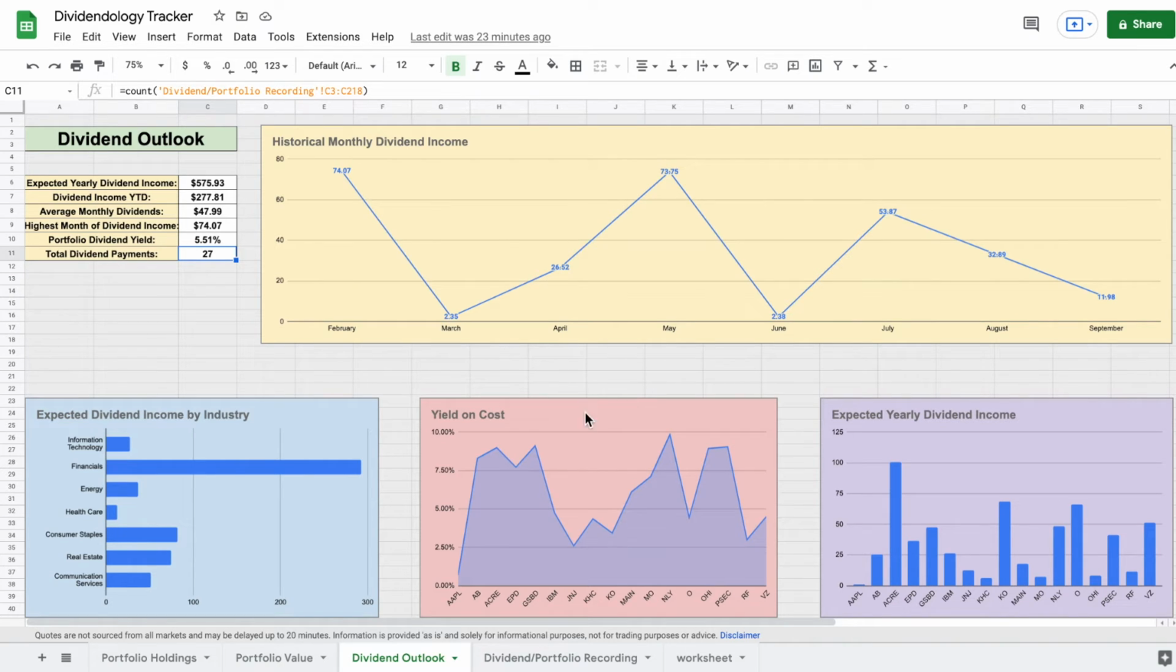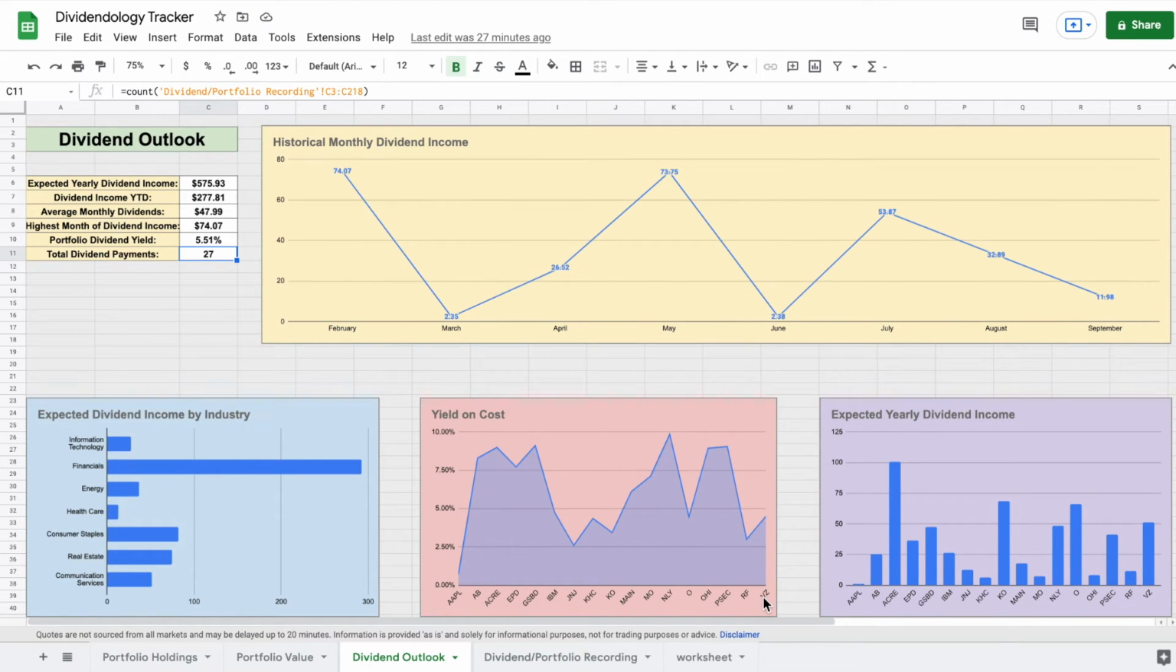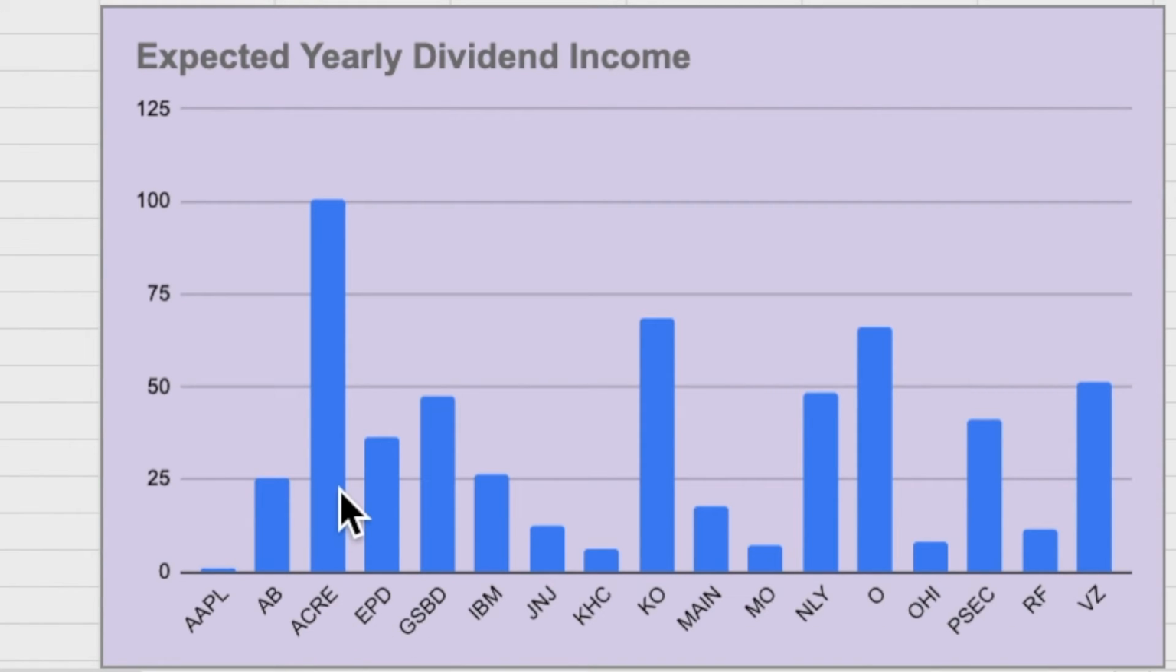If we jump over to my yield on cost chart, you can see I have a few stocks with fairly high dividend yields, but I also have some staple dividend stocks such as J&J, KHC, Coca-Cola, and Verizon, which actually has a little bit of a higher dividend yield than most dividend stocks. And let's take a look at my last chart, and that is my expected yearly dividend income. This is showing it for each individual stock that I own in my portfolio. So you can see there's just a handful of stocks that make up the majority of my dividend income.